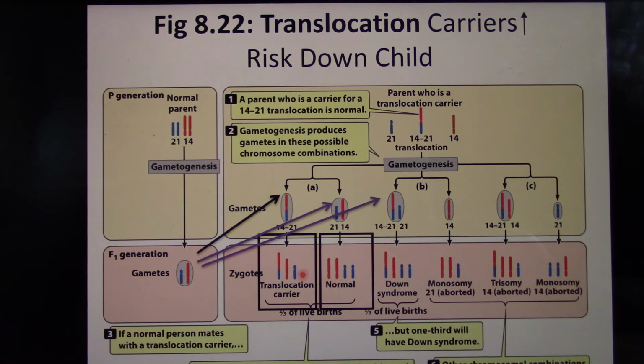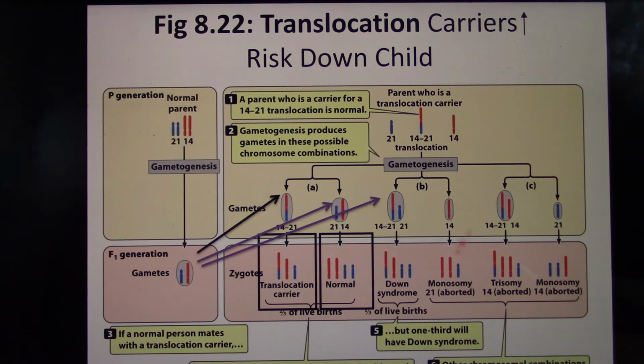The last viable option is that this sperm fertilizes this egg, and we result in a child that has 1, 2, 3 copies of chromosome 21. 2 are whole copies, 1 is partial. That's one of the answers on your ICE: 2 whole 21s, 1 partial 21, and then 2 copies of chromosome 14. This person is going to be born alive, but they will have Down syndrome.